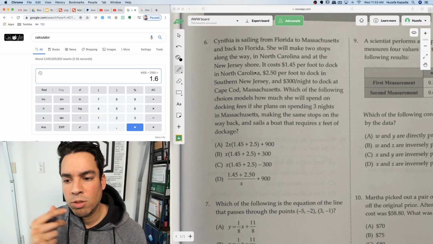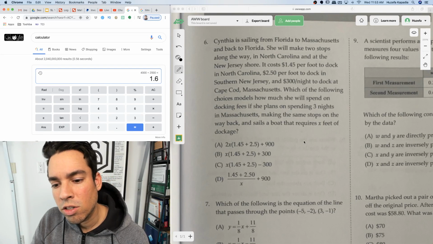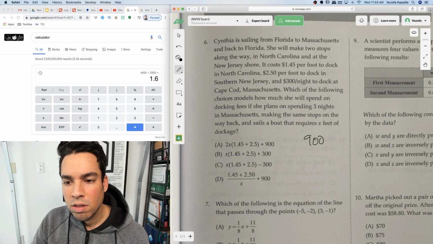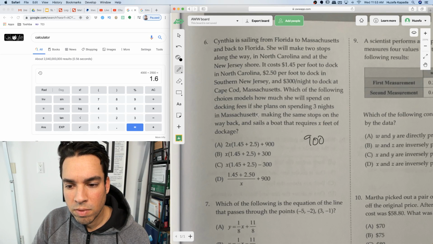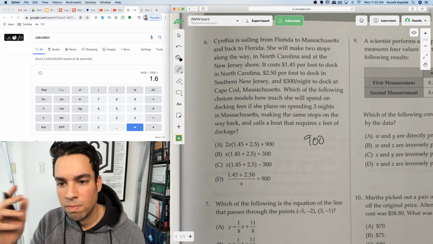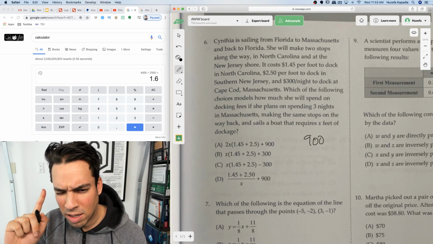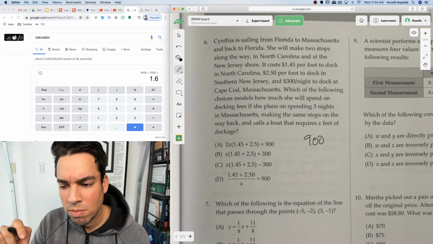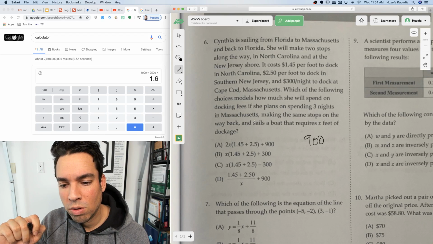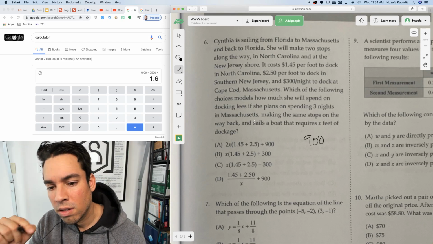Which of the following choices models how much she will spend on the docking fees? She plans to spend 3 nights in Massachusetts, so that's 900. Making the same stops. Oh, which she plans to spend. Hold on. She plans to spend on docking fees. She plans to spend 3 nights in Massachusetts, making the same stops on the way back, and sails a boat that requires x feet of dockage. 145x, 250x.